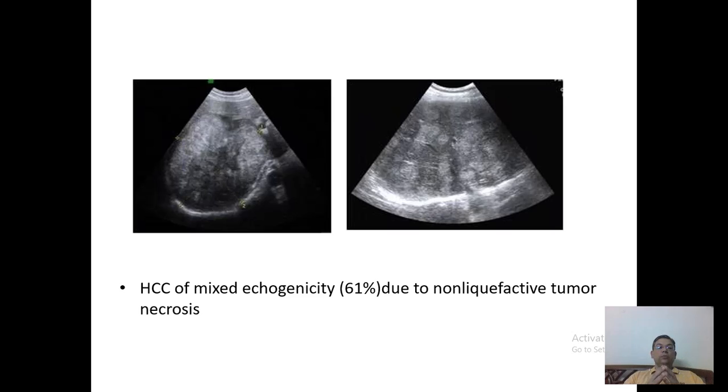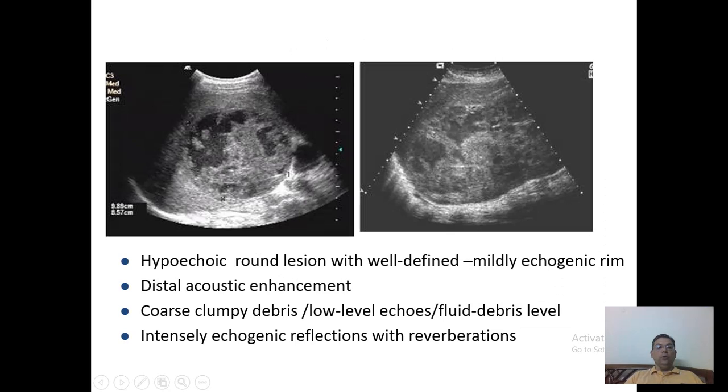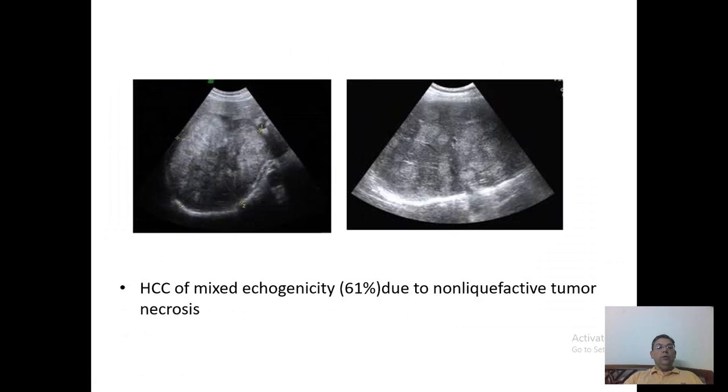So this patient who probably has a hepatocellular carcinoma, on first look you would feel like this is just like a hepatic abscess that you saw, but it is different. Look at this. This is also having mixed echogenicity, but the rims are not echogenic. The border is not well defined. There is some clumpy debris here as well, because there is necrosis in this, and this kind of necrosis is not liquefactive, and that is why this is more debris-containing.